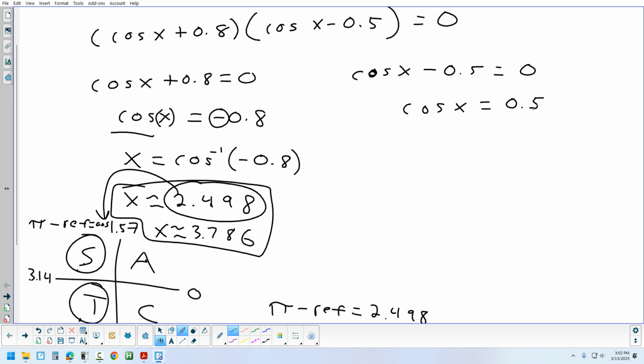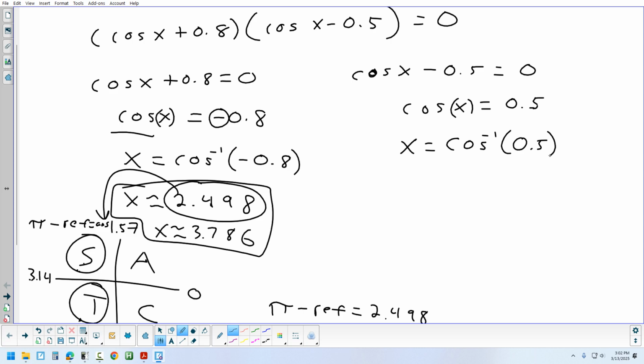And now, how would we get the x by itself? We do the inverse. Yep. Inverse cosine. Okay. Is 0.5 a number that comes up when we do unit circle trick? No.